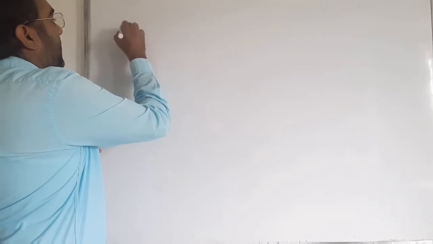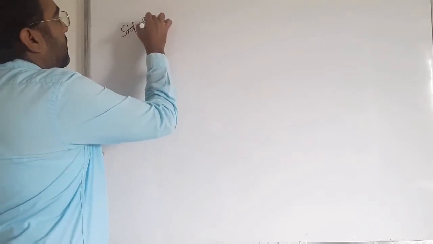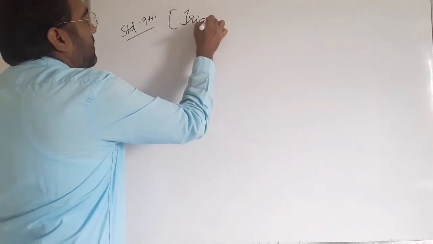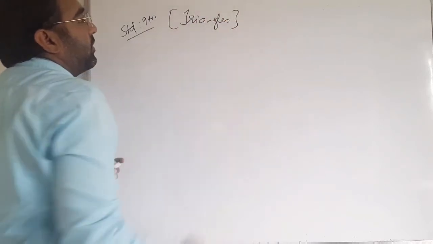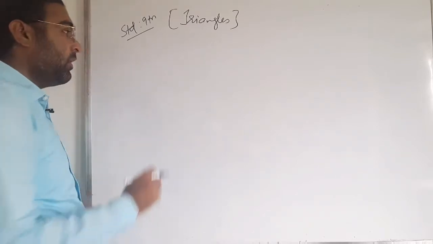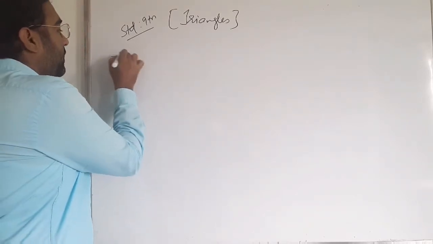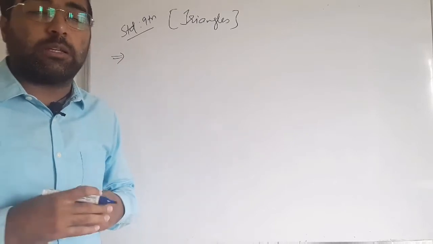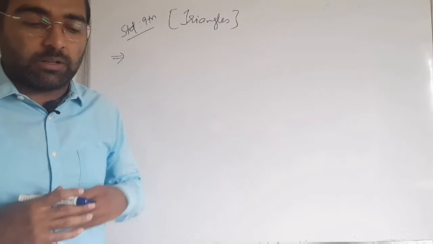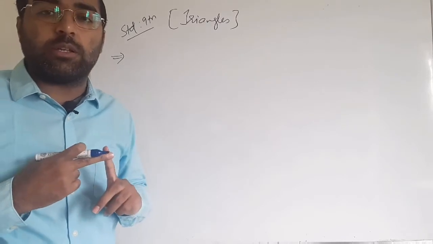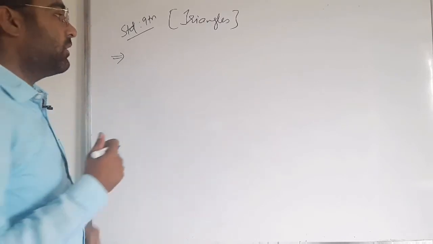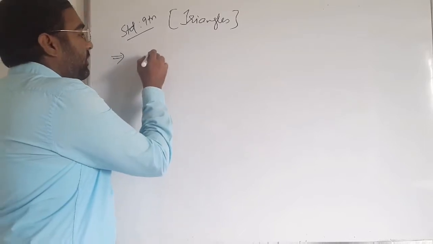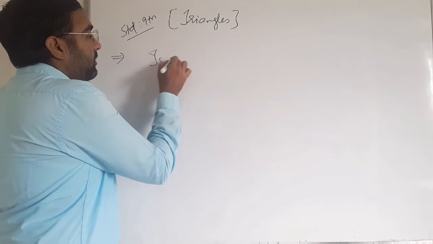Standard 9, and the name of the chapter is Triangles. An important note for exercise 7.2: first, the criteria of congruency are used, and second, we take the isosceles triangle.